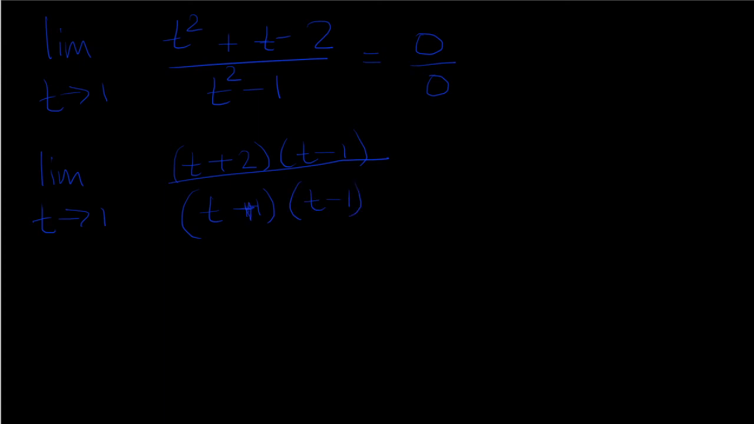Okay, the t minus 1s will cancel. And this is a plus. And if I plug in t as 1, I get 1 plus 2 at the top, and then 1 plus 1 at the bottom. So my limit is 3/2.